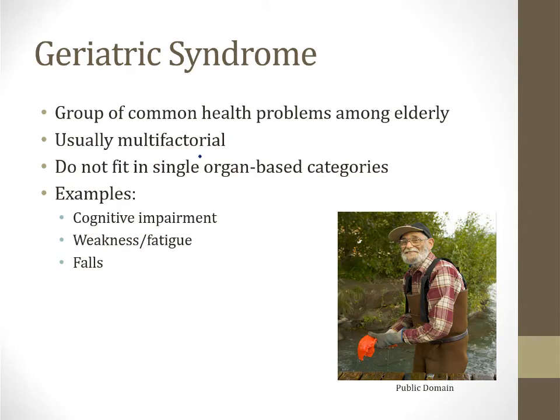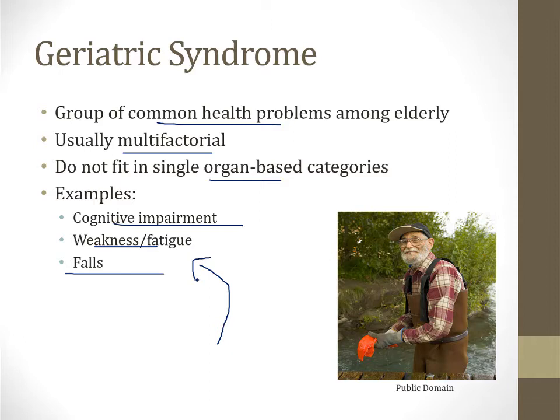A geriatric syndrome is a name geriatricians use to refer to a group of very common health problems among the elderly that are usually multifactorial and don't fit into a single organ-based category. For example, many elderly patients, like this man shown on the screen here, have issues with cognitive impairment, weakness or fatigue, and frequent falls. None of these things are usually due to a single problem, like a single muscle issue or heart issue. They're usually related to multiple different organ systems, all sort of having issues in concert together as the person gets older.